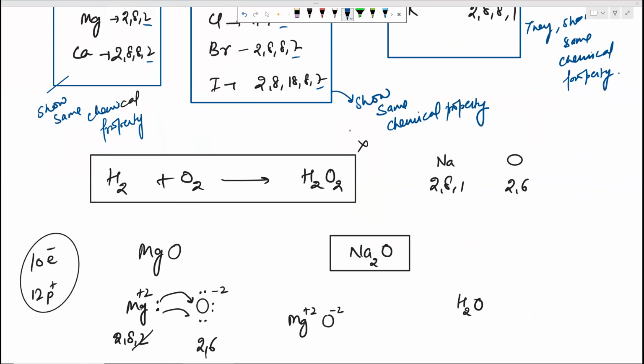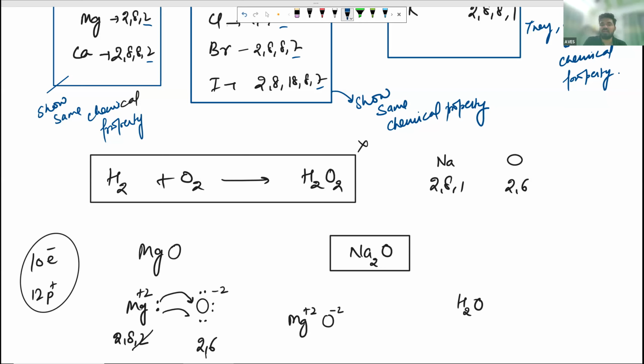Now you can check here that when hydrogen reacts with oxygen, when you are combining them, it forms H2O. It does not form H2O2. Why? Tell me why it forms H2O and why it does not form H2O2. The reason behind it is that hydrogen has only one electron in its outermost shell.